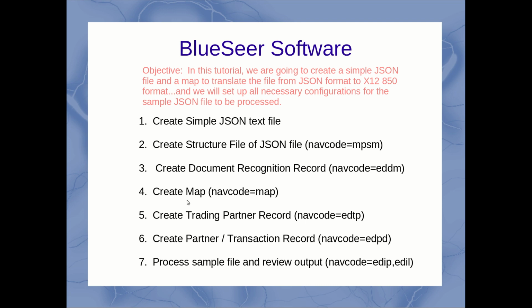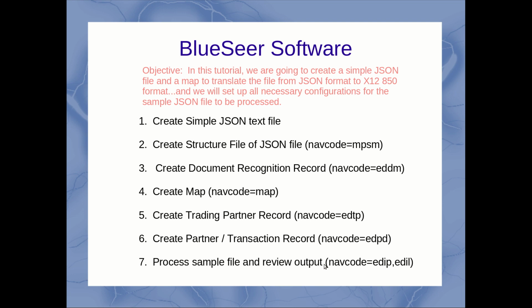And speaking of maps, we're going to create a map for it. We're going to create a trading partner record for this example, and then a partner transaction association record for this example. And then finally, we're going to process the sample file through the engine, and then we're going to look at the output.